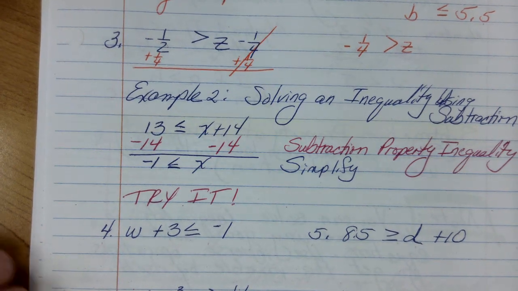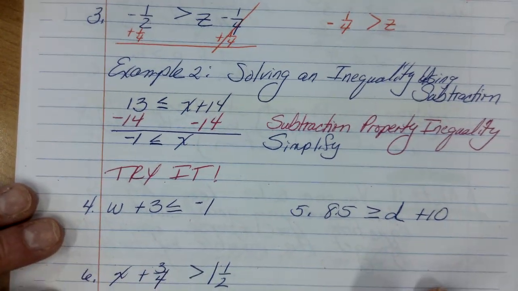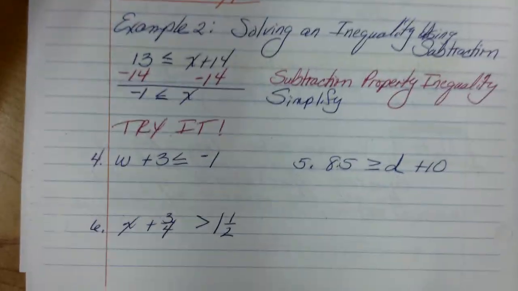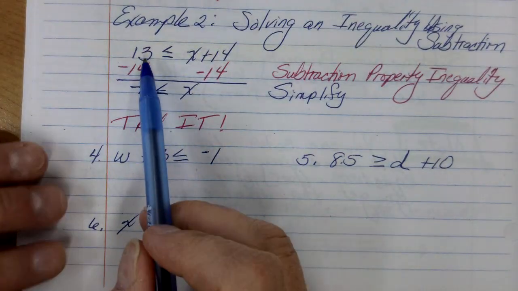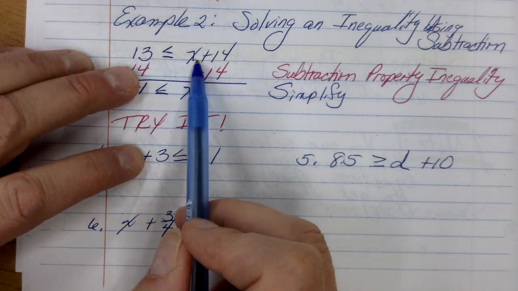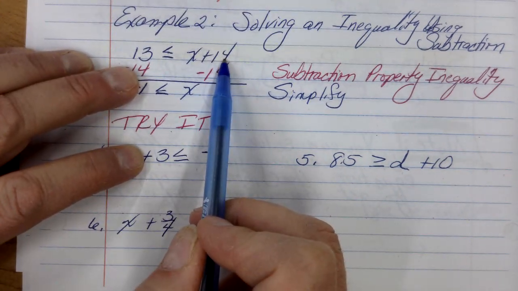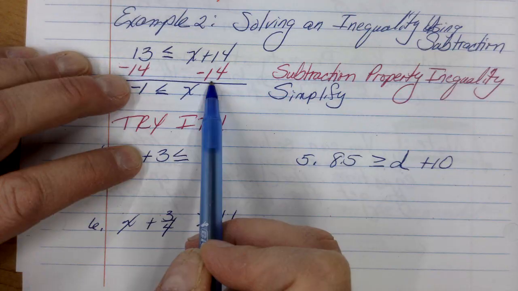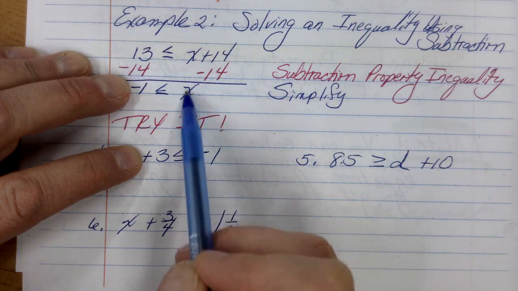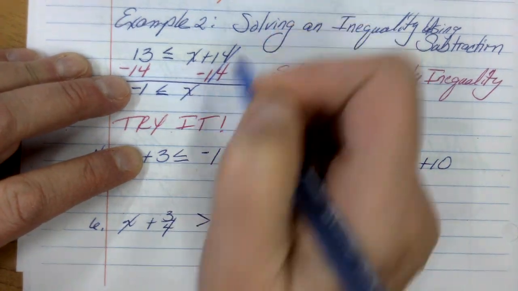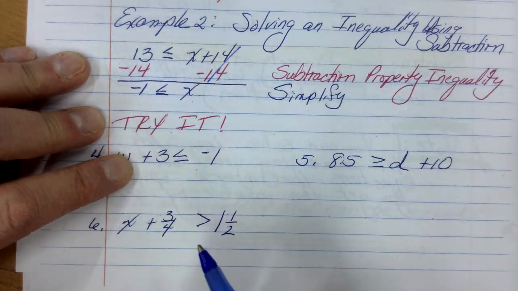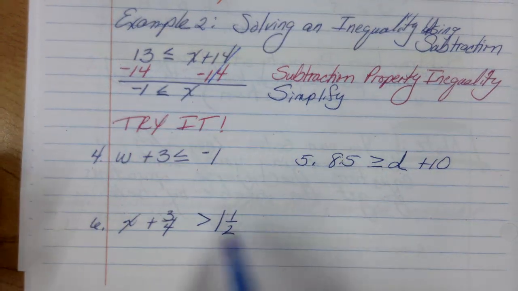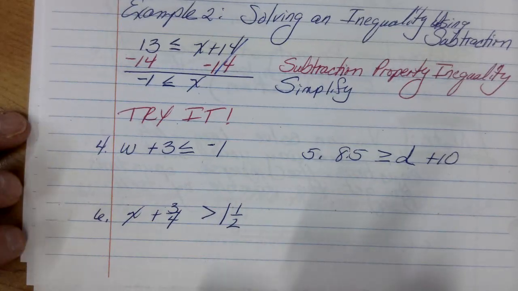Okay, so now we have solving inequalities using subtraction. Same idea as before. Okay, we have 13 is less than or equal to x plus 14. We're going to subtract 14 from both sides, which isolates the x. 13 minus 14 is negative 1. We have some try it problems.